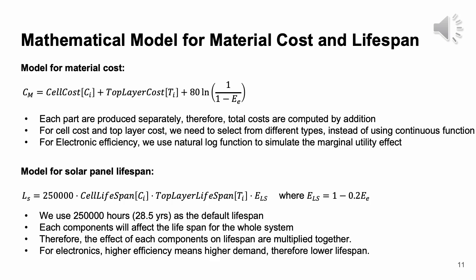In our model, the total material cost CM is the sum of the cell cost, the top layer cost, and an additional term that accounts for electronic efficiency.